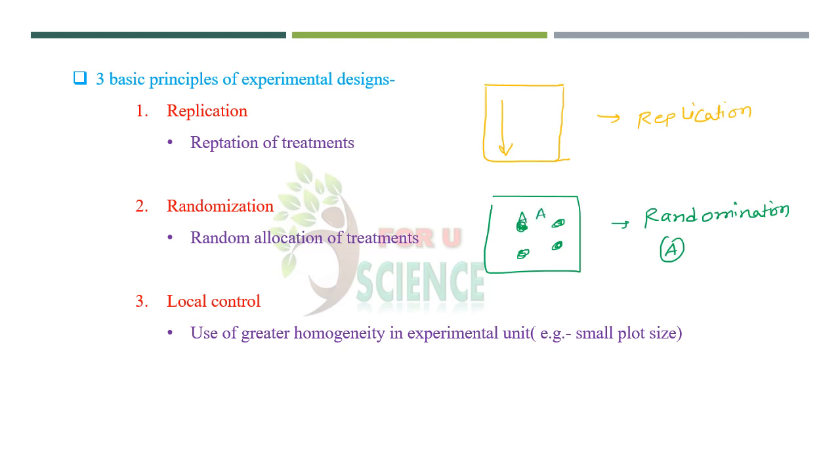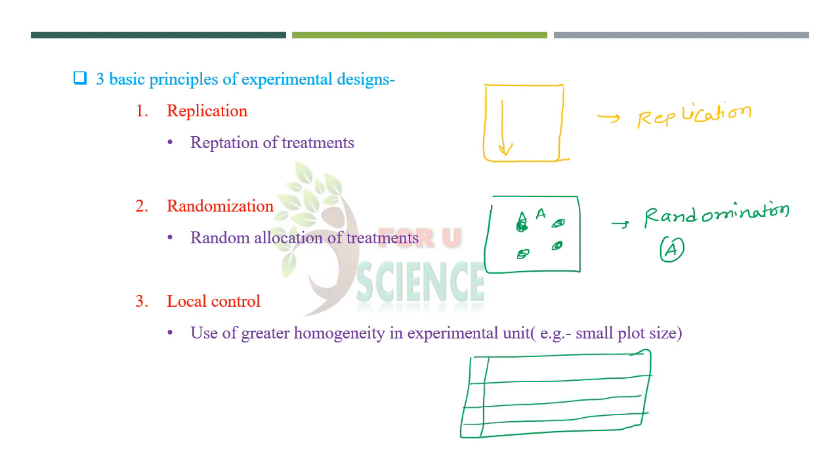Okay, and in case of local control, what we do, if this is our plot, we make very small plots. We divide them into very small plots, and suppose here are two treatments, and in these small plots we can expect very little heterogeneity. So what we do, we divide them into small plot sizes, and that is the way we can reduce the experimental error and increase our experimental efficiency.